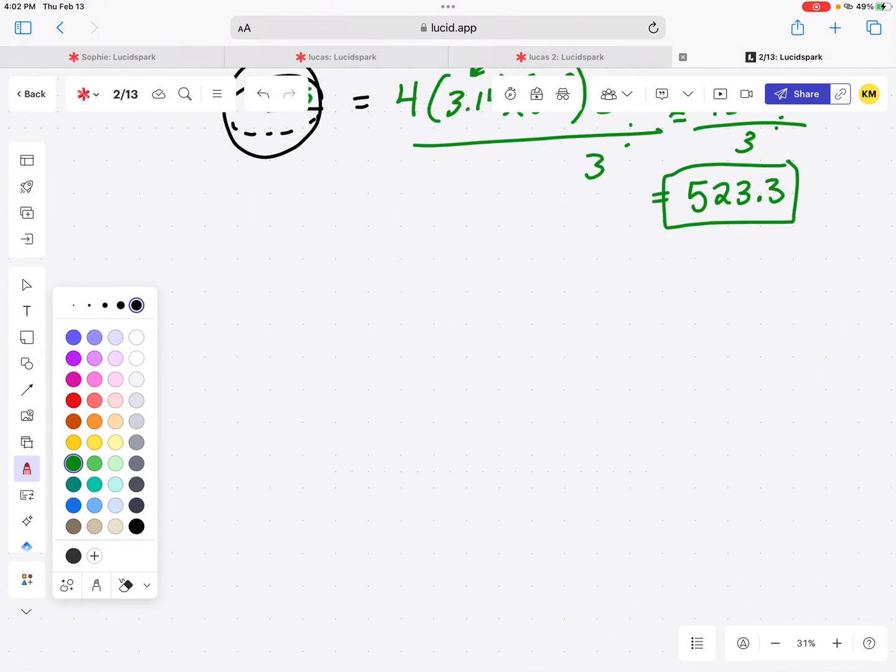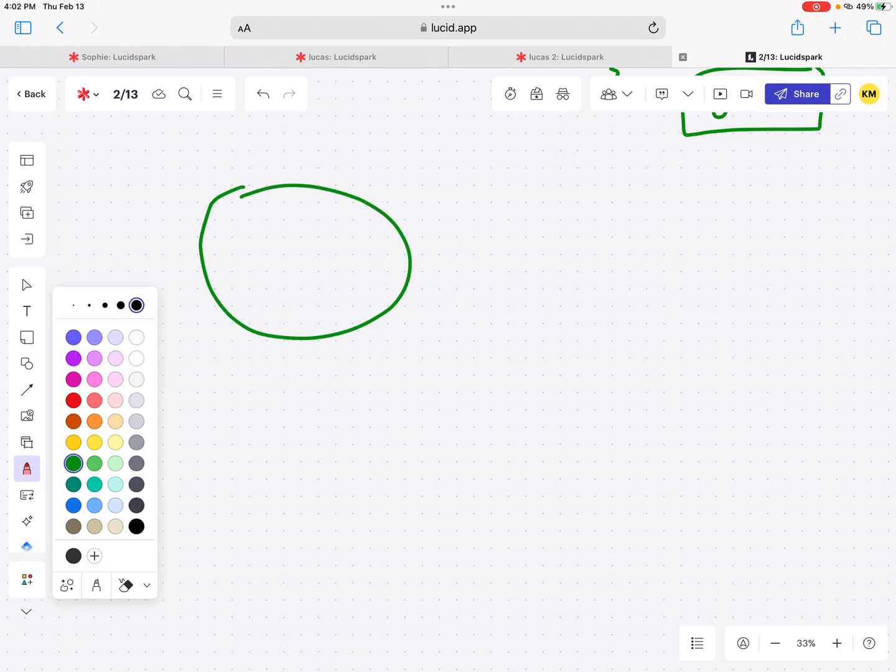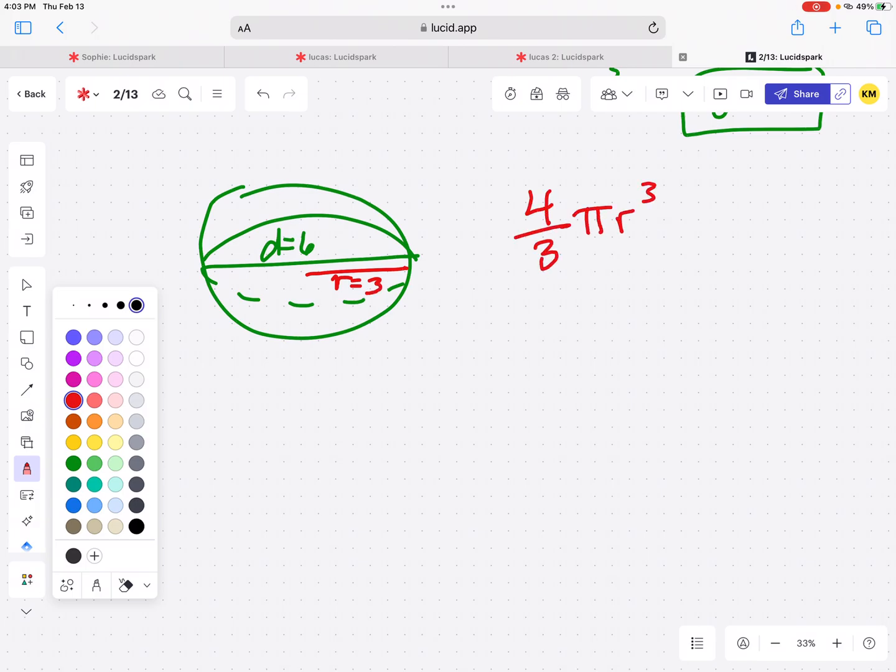So let's do one more. We've got a sphere. Let's say it gives you a diameter of 6. What does that mean our radius is, guys? 3, because you take half of it. Here's our formula, 4/3 pi r cubed. That's what's on your reference sheet. So I like to rewrite it, 4 pi r cubed divided by 3.